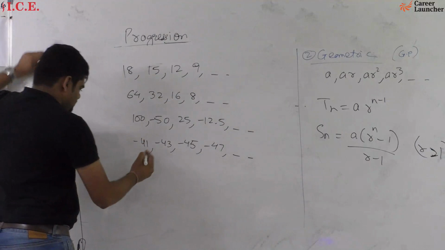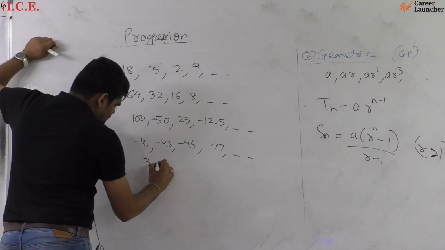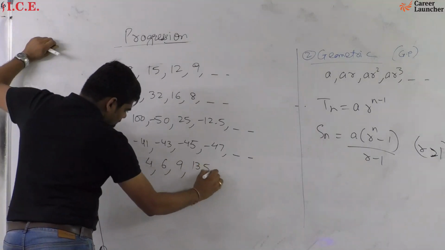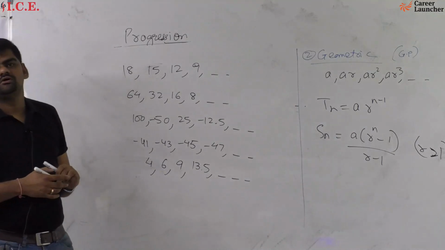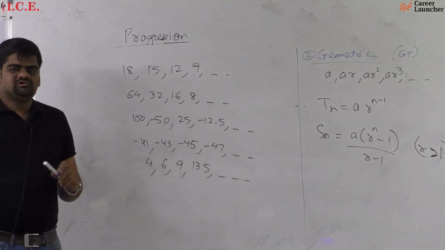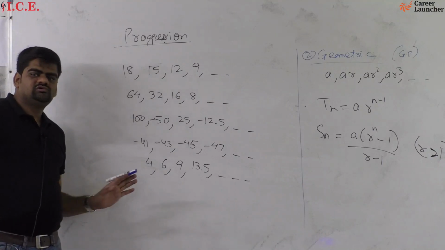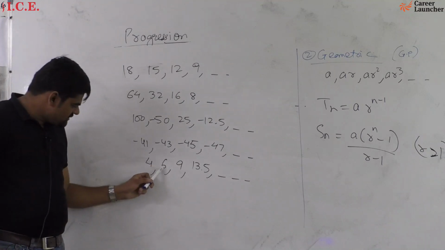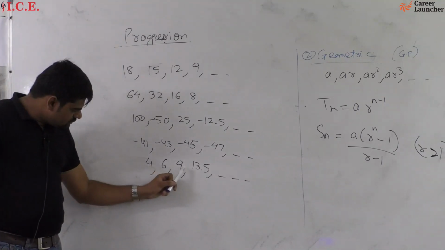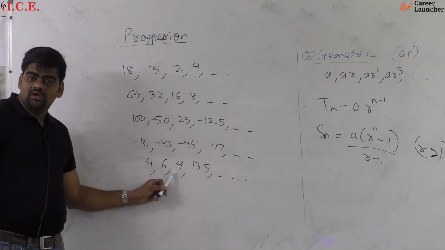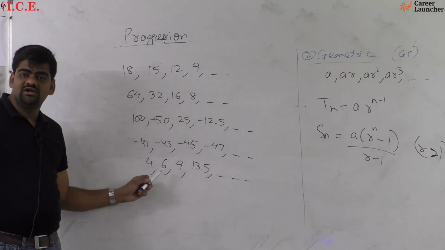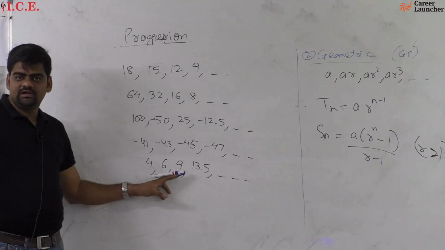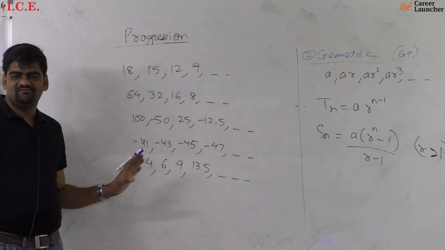Simple questions could be: AP or a GP, or nothing? So just check the difference first. 2, then it is 3. No, not an AP. GP: 3 by 2, 3 by 2, 3 by 2. Yes, so it's a GP with common ratio 3 by 2. Clear? This 4.5 into 3, 4.5 into 2. So it is a GP with common ratio 3 by 2.